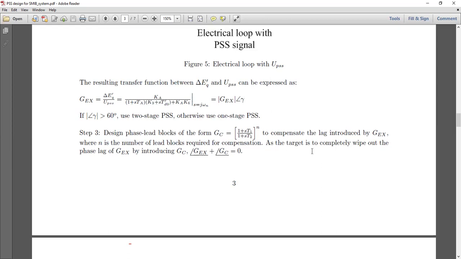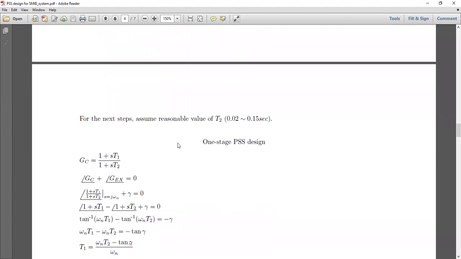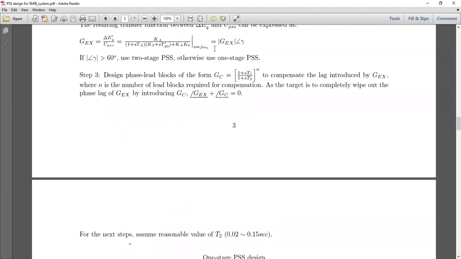As the target is to completely wipe out the phase lag, to satisfy this constraint the angle of GEX, which is nothing but gamma, plus the angle of this transfer function GC should add up to 0. That would satisfy this line over here, as the target is to completely wipe out the phase lag.